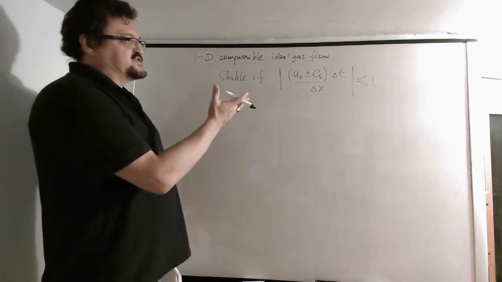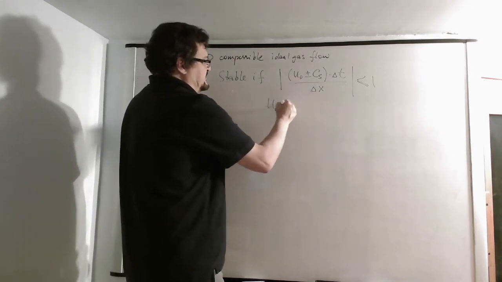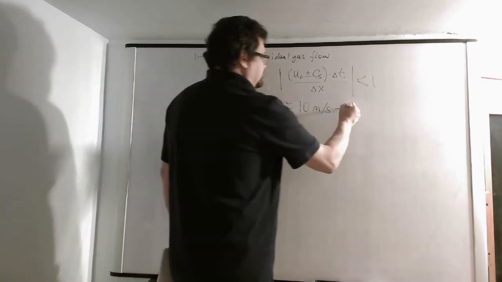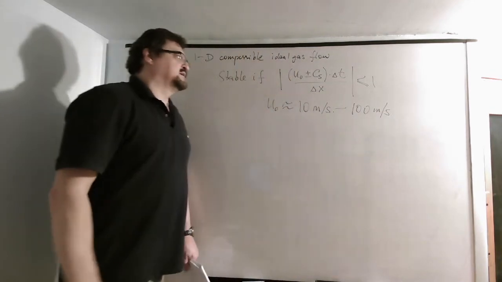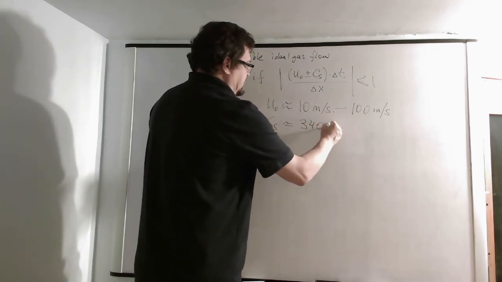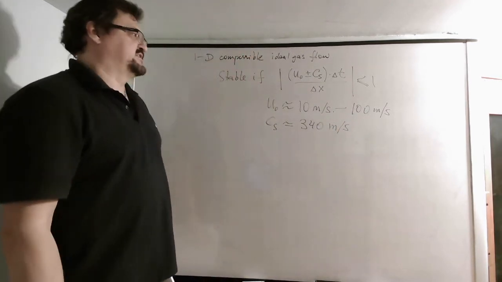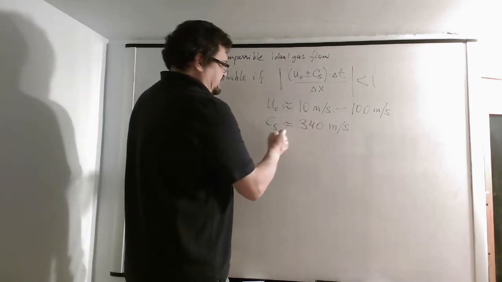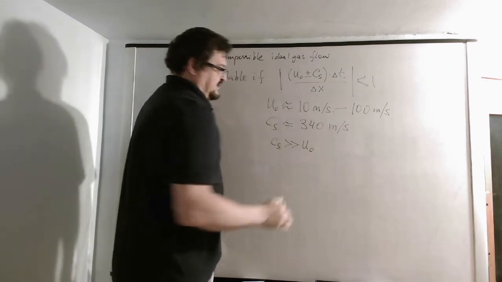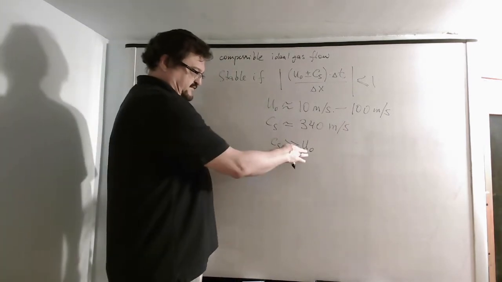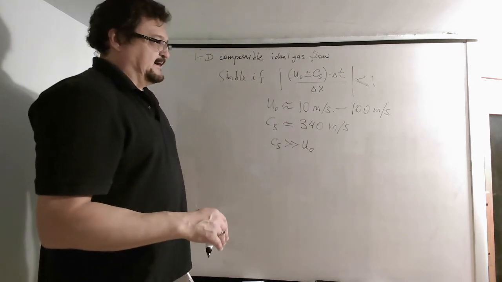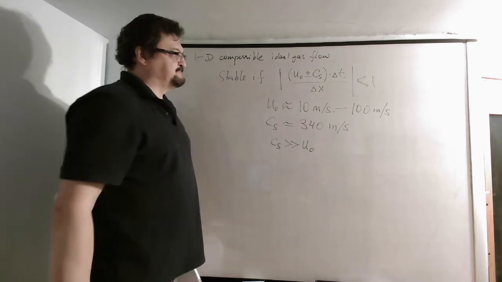Now, in meteorological applications, our U is, I don't know, 10 meters per second. Well, in a jet stream it can be maybe 100 meters per second. So this is our range, and CS is about 340 meters per second near the ground, where the temperature is about 300 Kelvin. But the bottom line is that CS is in most places, except for the jet stream, much greater than U naught. The ratio of velocity to speed of sound is the Mach number. The Mach number is of course very small in the atmosphere, except for hurricanes and tornadoes, or jet streams, where it can be comparable.